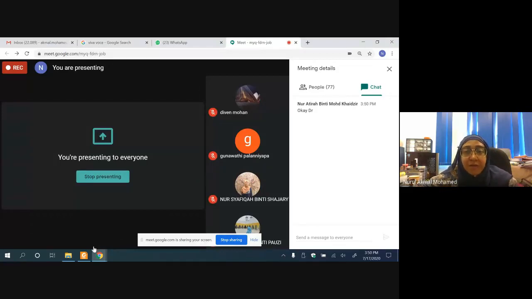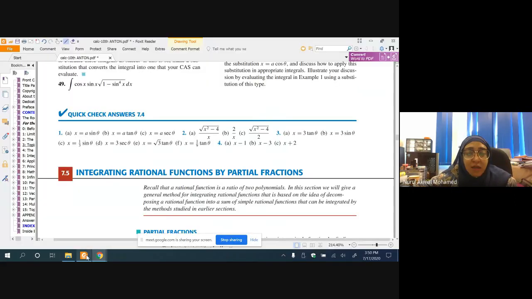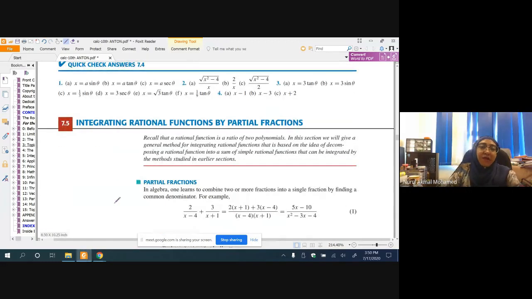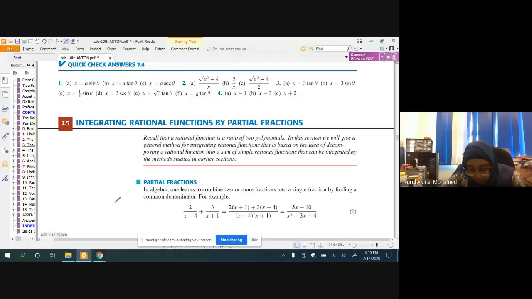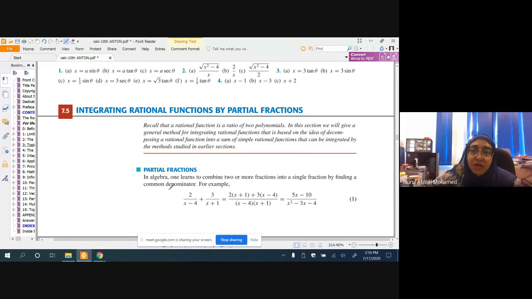Okay, next let's continue with the next topic, which is integrating rational functions by partial fractions. This is also a very important topic. If you look at partial fractions, like this one, 5x minus 10 divided by x squared minus 3x minus 4.